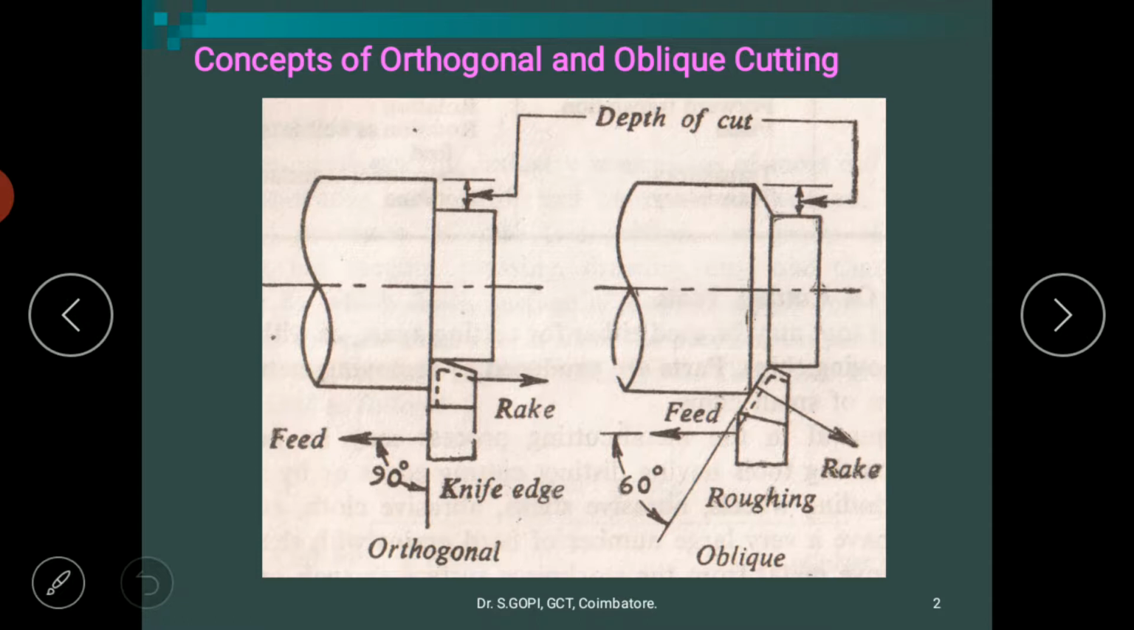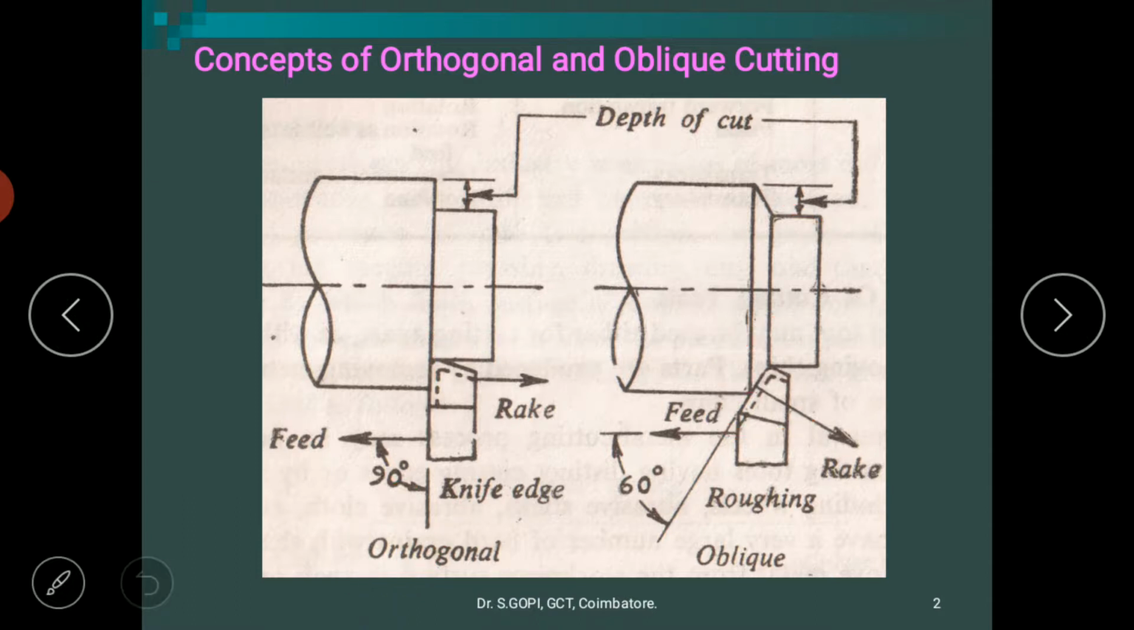Due to the straight cutting edge in orthogonal cutting, we can achieve a straight turned surface as well as sharp corners. But in the case of oblique cutting, we cannot achieve straight and sharp corners. Only fillet-like chamfer corners will be possible.